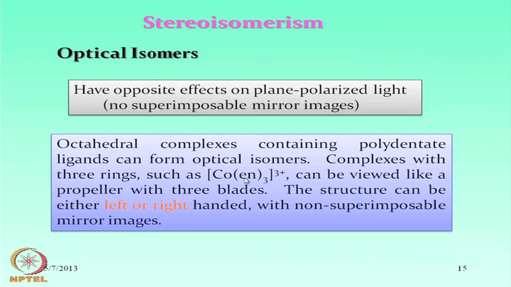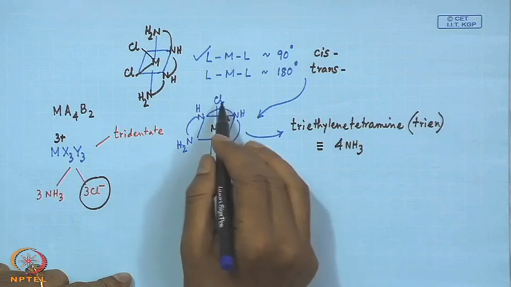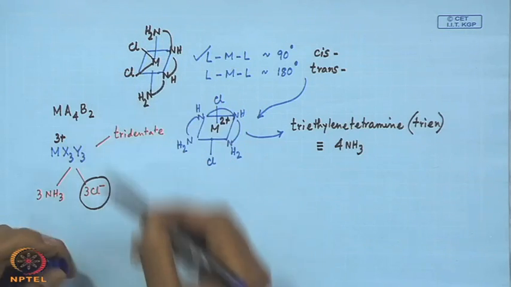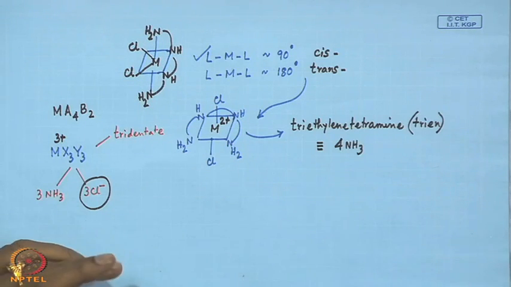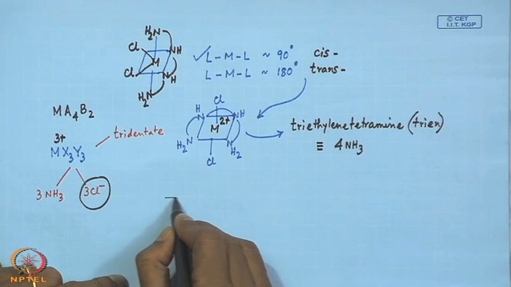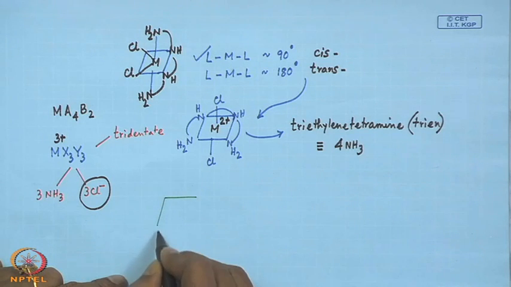If we have a bidentate ligand like ethylene diamine, it can be seen that the 3 ethylene diamine ligands are bound to the cobalt center in such a fashion, similar to this type of arrangement, that means NH2 type of binding, what we are seeing for the part in the triethylene tetramine molecule.